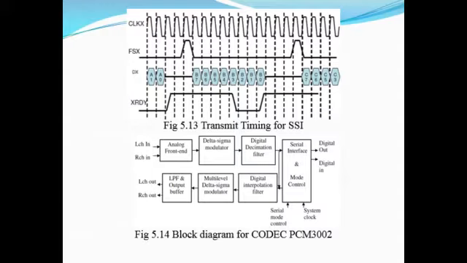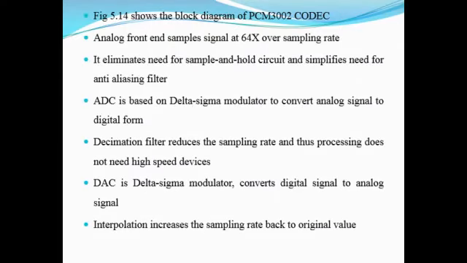The filter is used to filter out the unwanted components obtained during the process of decimation, interpolation, and modulation. And finally, we get the output in the form of two different channels, left and right, of the codec PCM 3002. So we can go with the explanation here as well.